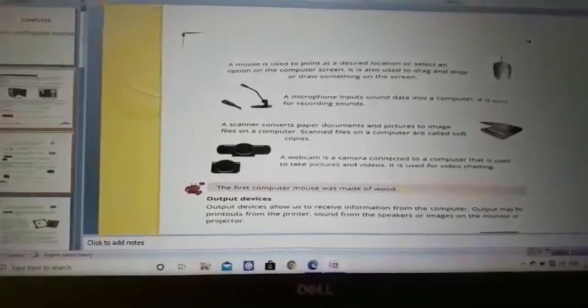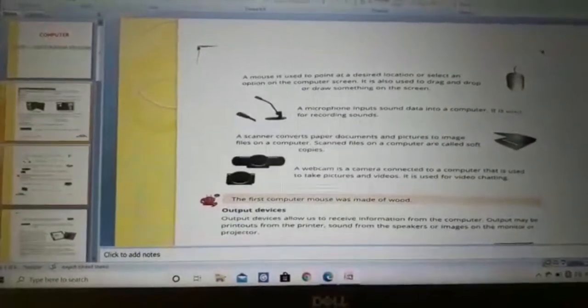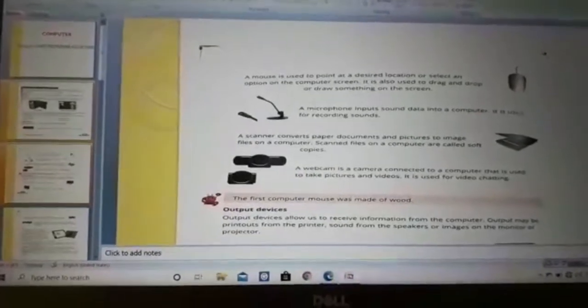The next one is a scanner. Scanner is a device which scans the files. So it is also an input device. A scanner converts paper documents and pictures to image files on a computer. Scanned files on a computer are called soft copies.